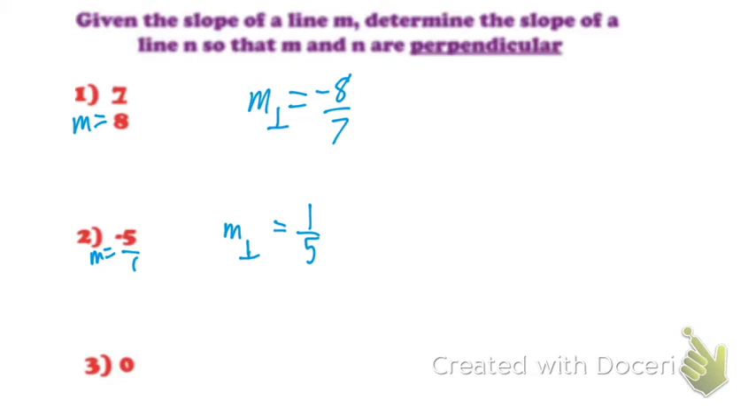Gregory. Undefined. Very good. This other one is 0. The perpendicular slope would be some number over 0, which is undefined.